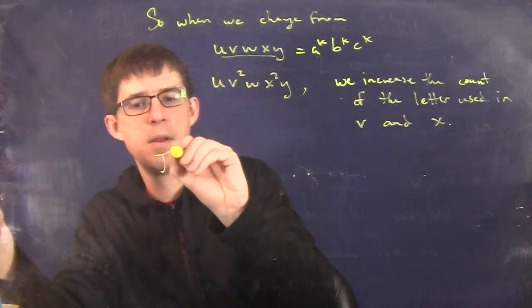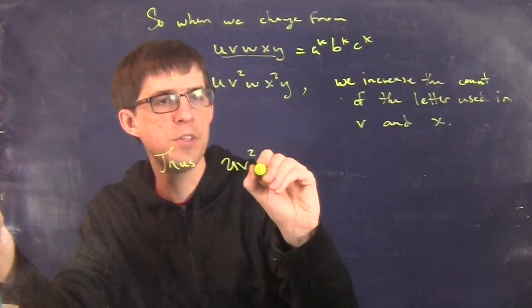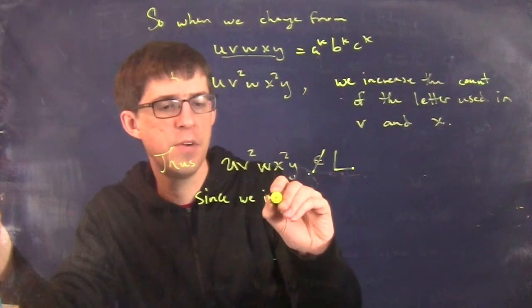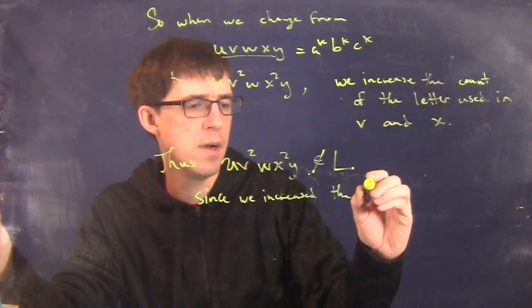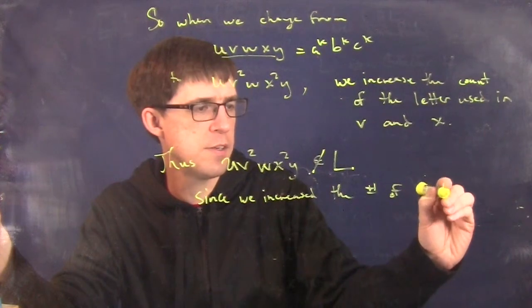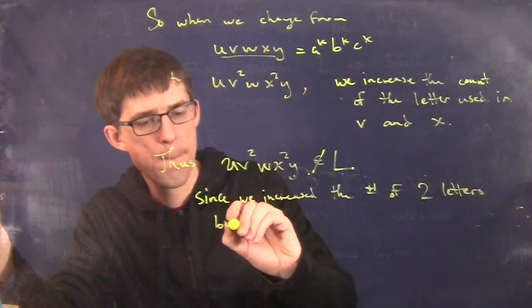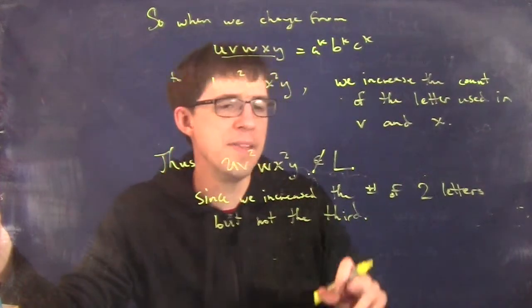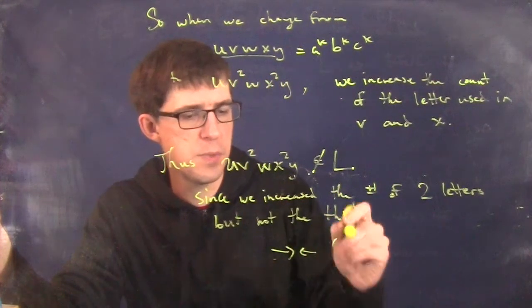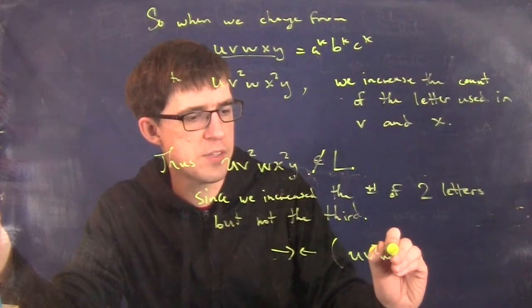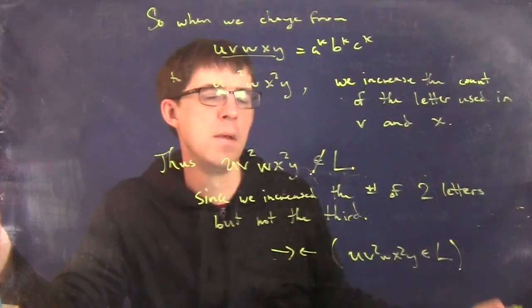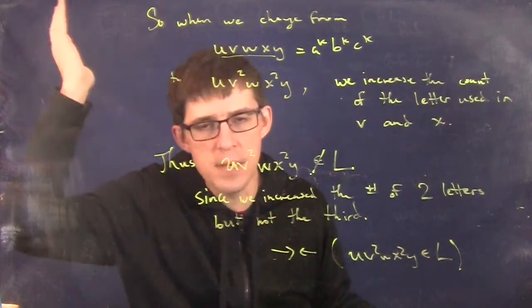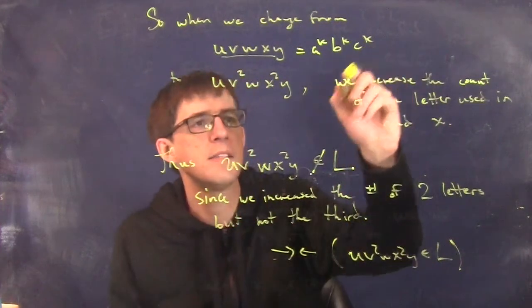So what this means is that I will say thus, u v squared w x squared y is not in L, since we increased the number of 2 letters, but not the third. All right, and this is a contradiction. So this contradicts the fact, because we said at the outset, u v squared w x squared y is in L, right? We already said that, but we just demonstrated it cannot be. If you jack up the amount of 2 of the letters but not the others, then this thing cannot be of that same format anymore.